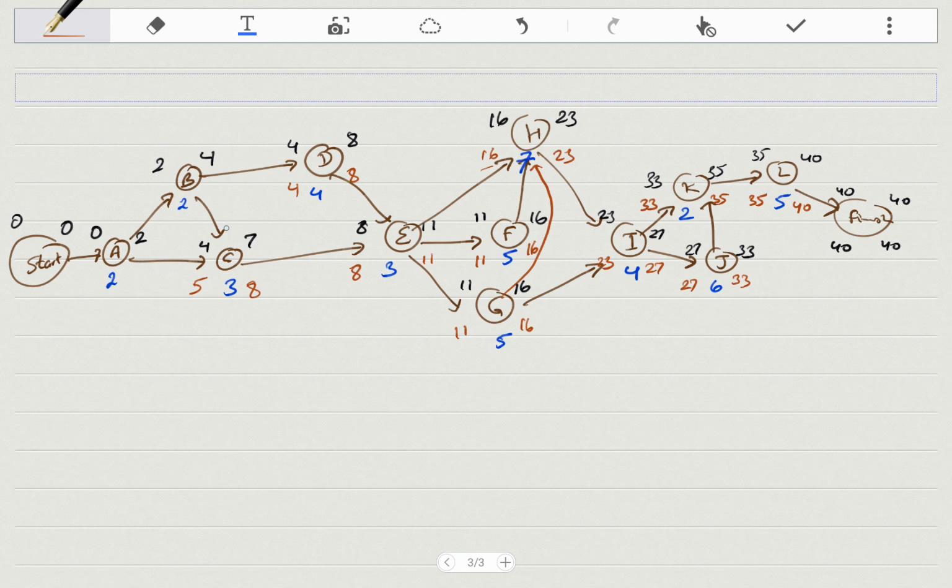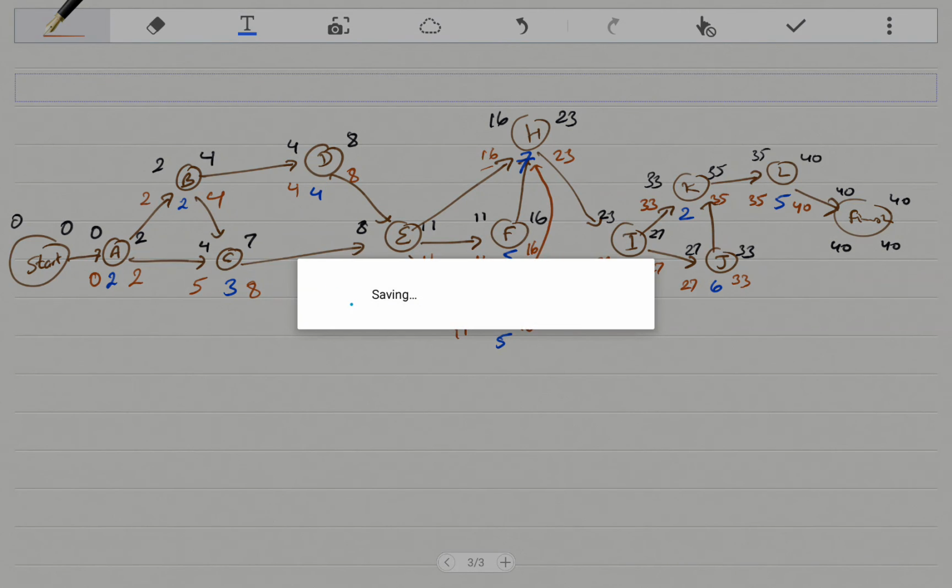B has two successors, D and C. So you take the minimum, so 4 and 4 is 4. 4 minus 2 is 2. A has two successors, so the minimum of 2 and 5 is 2. So this is 0. Alright, I think we finally got that.